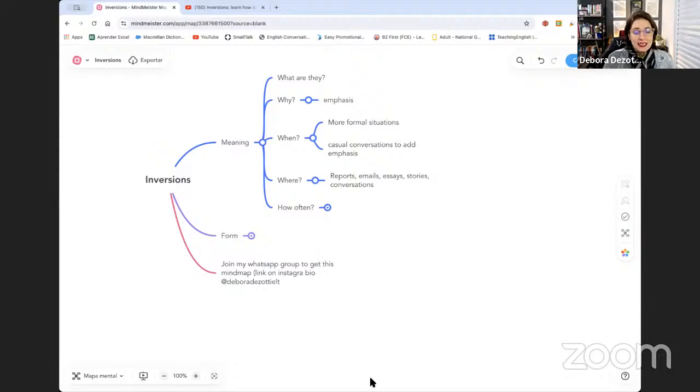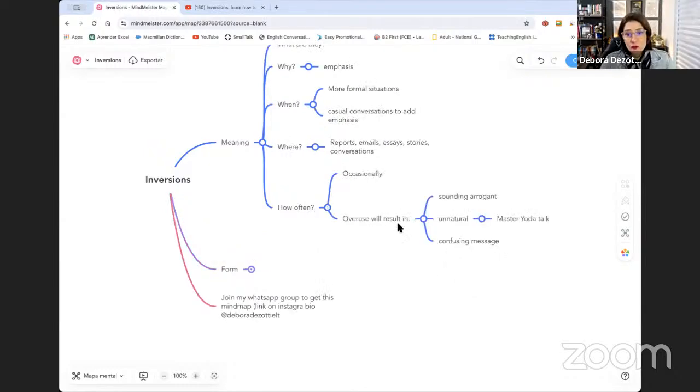In fact, inversions are something that you should use carefully. You should never overuse inversions, because the impression that your listener is going to have of you is not a pleasant one. So, first of all, if you use it very often, you can sound arrogant and also unnatural.